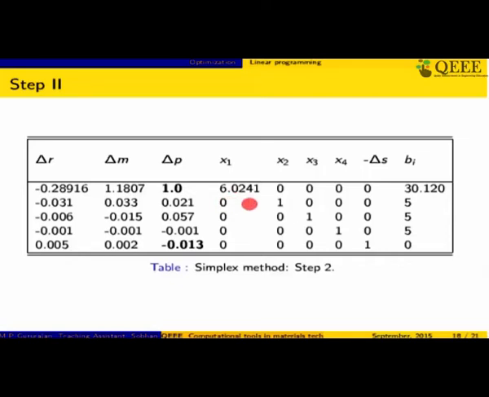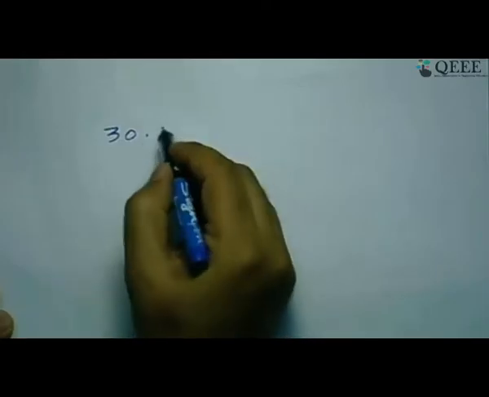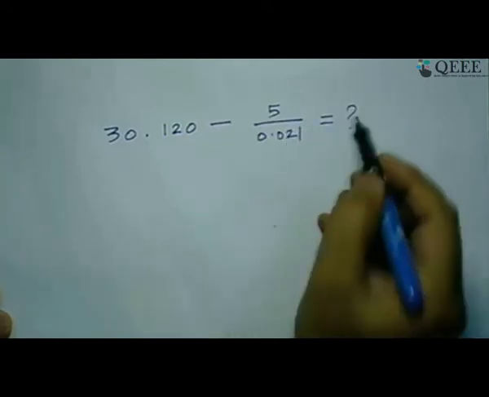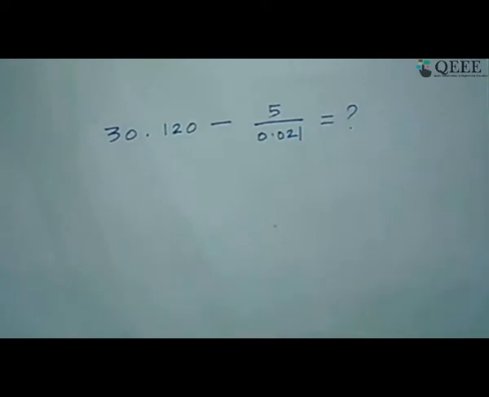Okay. This is 1 by 0.021. From 0, if you subtract, it will become some negative quantity. And this is 5 by 0.021. So 30.120 minus 5 by 0.021 is the quantity that should go here. Can you do that calculation and tell me what that number is? So basically what I want you to do is to calculate the quantity 30.120 minus 5 divided by 0.021 is equal to what? That is basically the quantity that will go for B here.